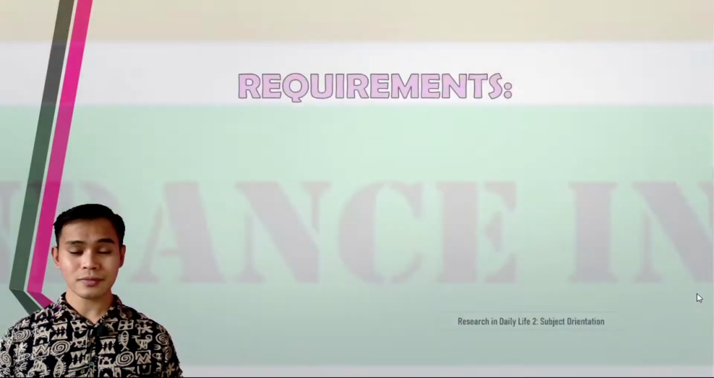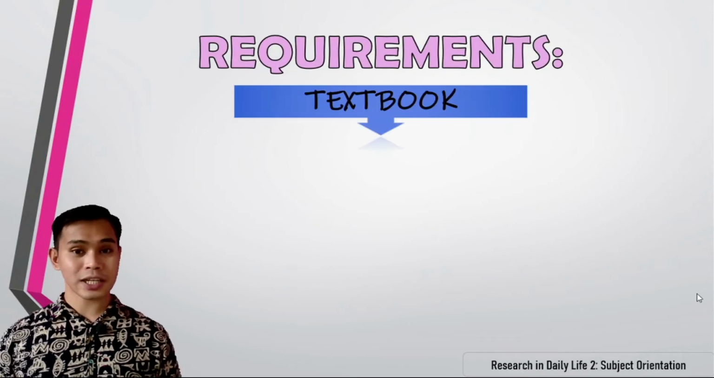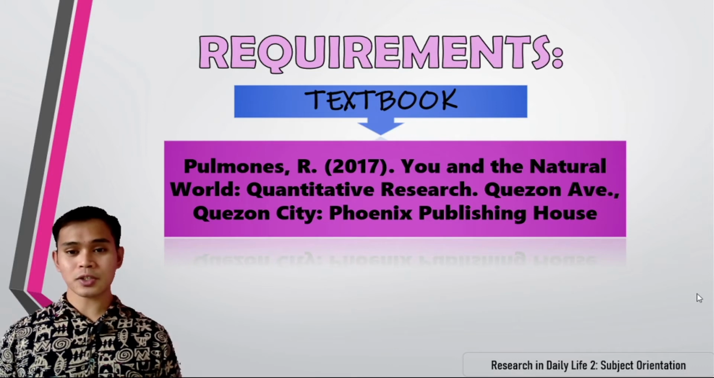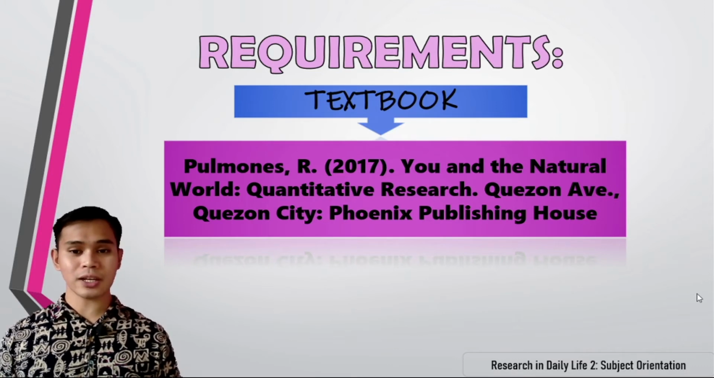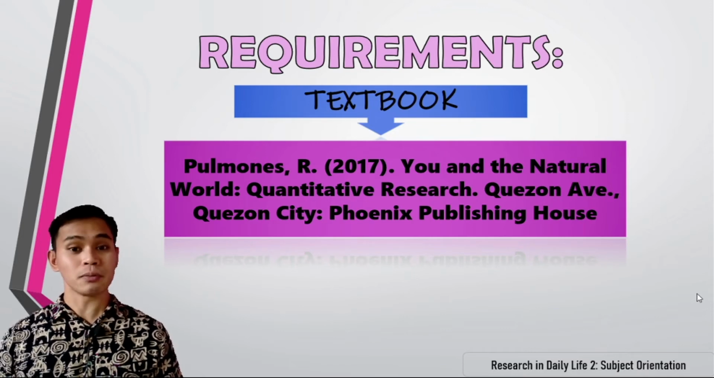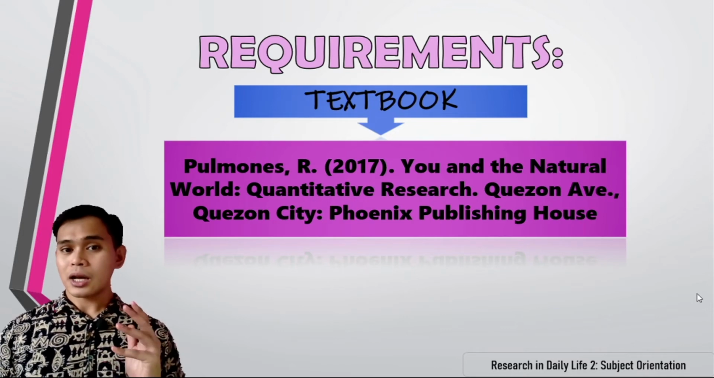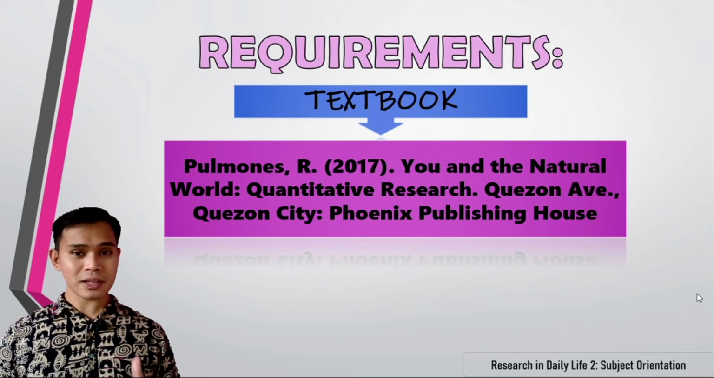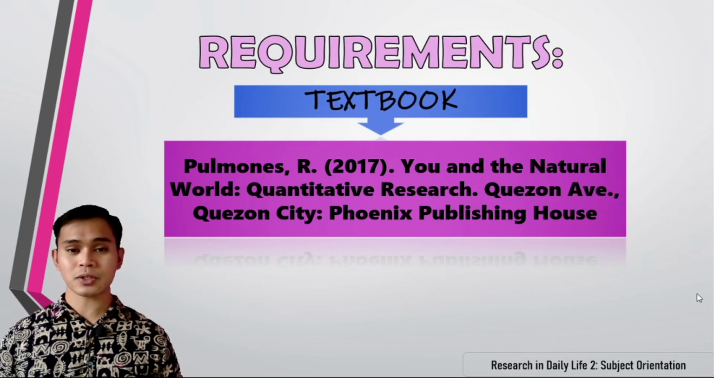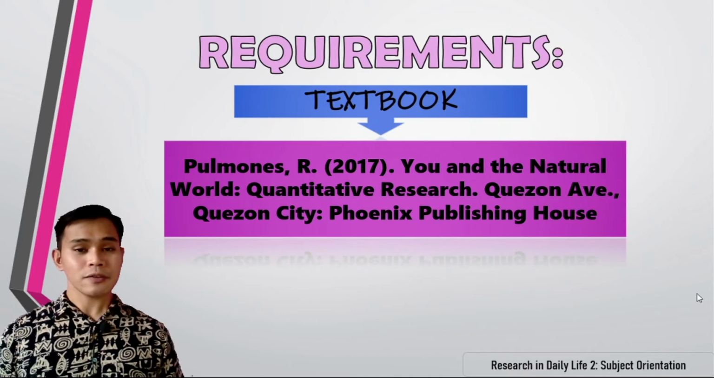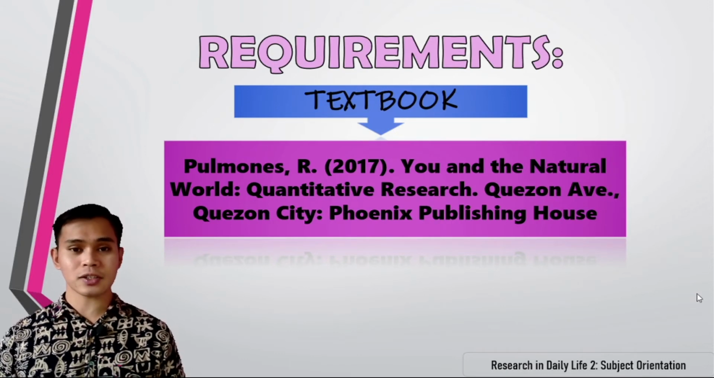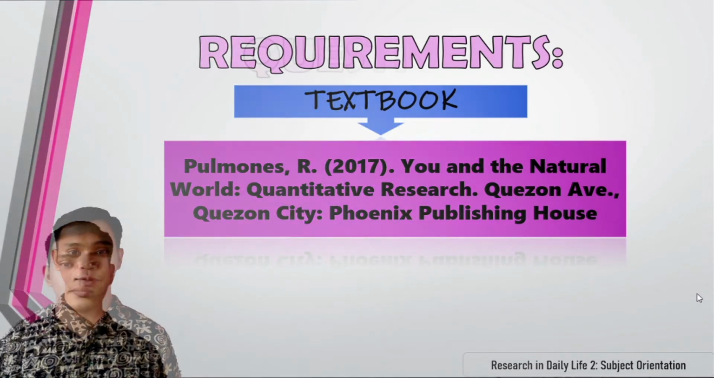Another requirement would be your textbook. Now, this is one of the required textbooks. It's going to be You and the Natural World, Quantitative Research by Phoenix Publishing House. It's written by Richard Pulmonis in 2017. Although it's not technically a requirement, this one would help you in terms of being abreast with any information that we're going to have in our discussion. If you do not have this book, it's okay. You could use any other book as long as it discusses quantitative research.